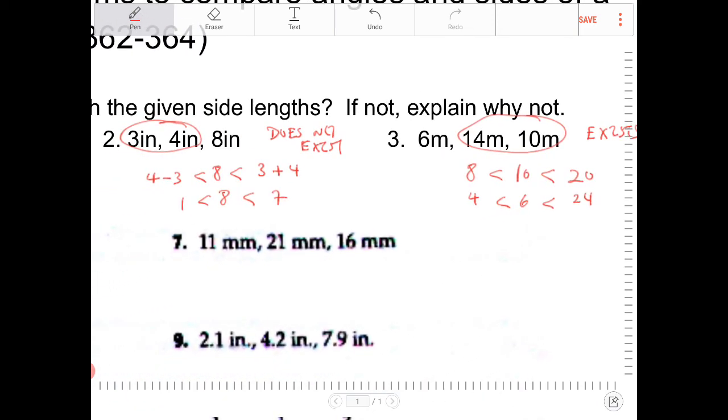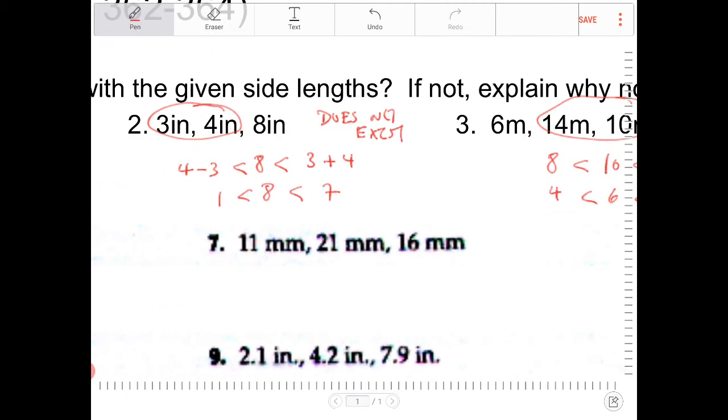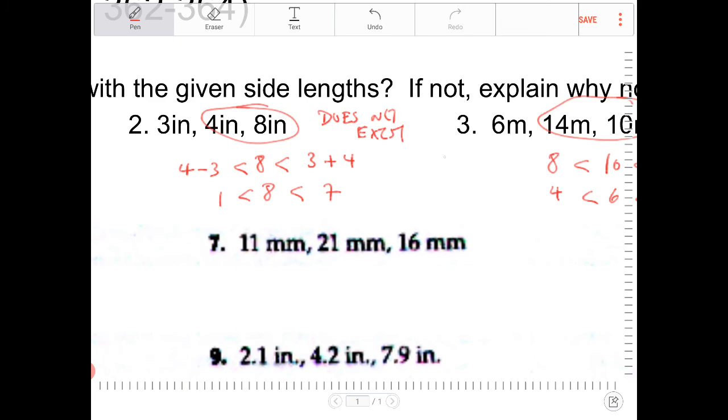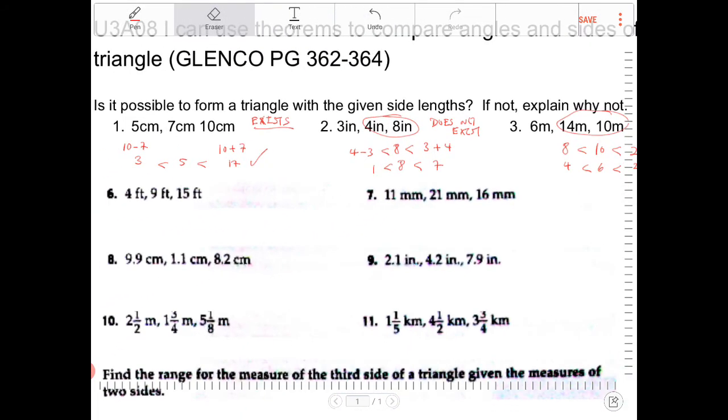If I apply the same thing with the triangle here that didn't work, let's say I choose not 3 and 4, but instead chose 4 and 8. If I add 4 and 8, I get 12. Take 4 and 8 and subtract them, I get 4. You see here, 3 is not in between 4 and 12. 3 is outside of 4 and 12. So again, it doesn't matter which two sides you pick. Any two sides will work here.